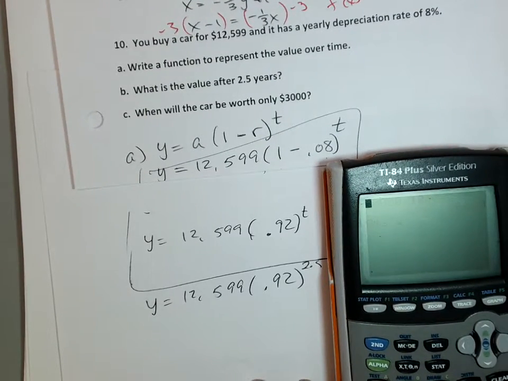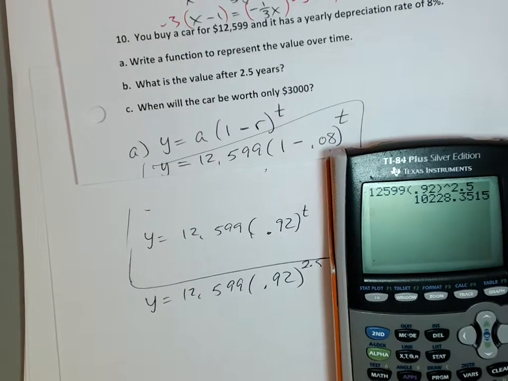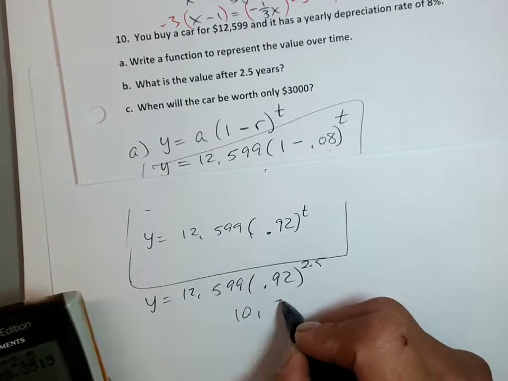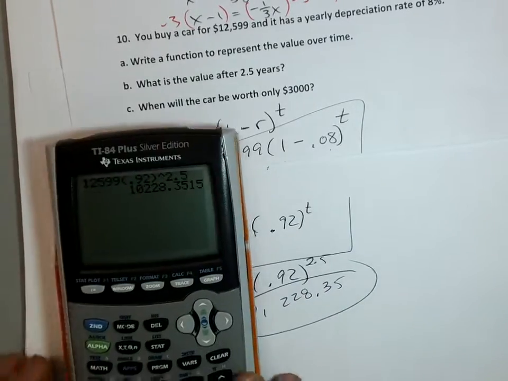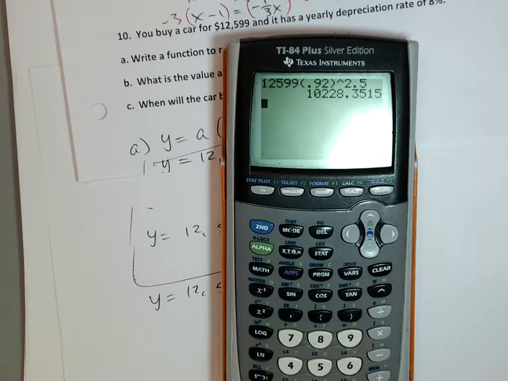Clear. 12,599 times 0.92 to the power of 2.5, right? So I got $10,228.35, okay? $10,228.35. Okay, you want to see the calculator? Okay, there's the calculator, okay? 228.